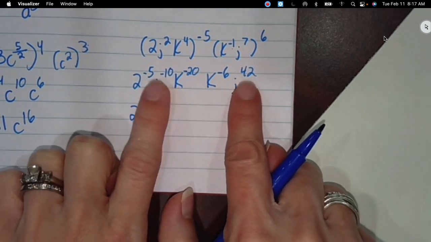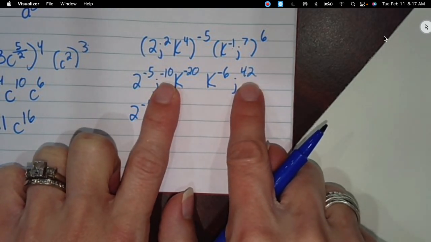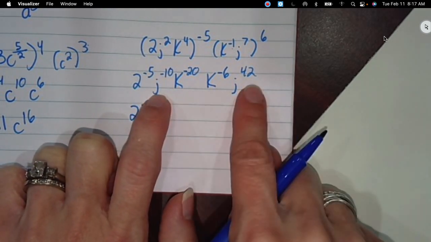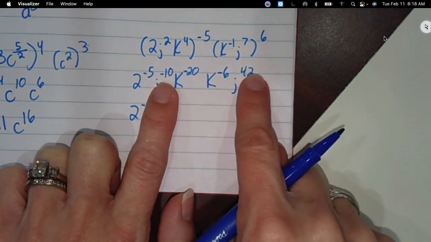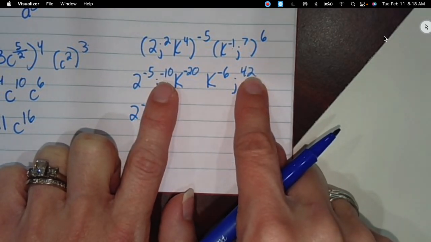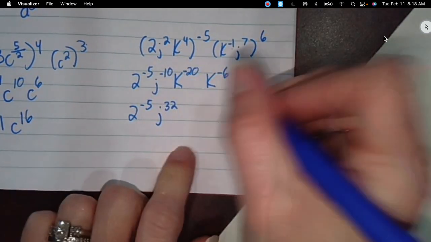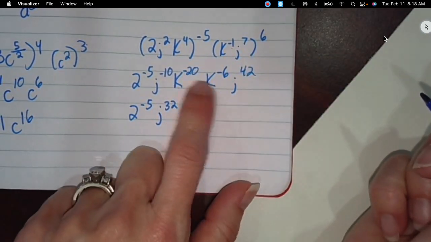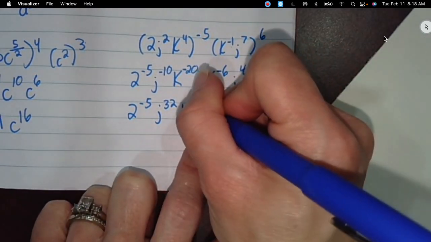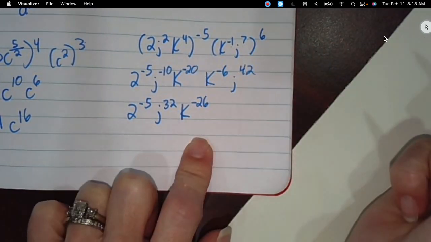What do I do with these two, -10 and 42? Since we're multiplying all this, you add them. What is -10 plus 42? 32. Yep, so J to the 32. Now let's look at our K's. What's -20 plus -6? How about -26?